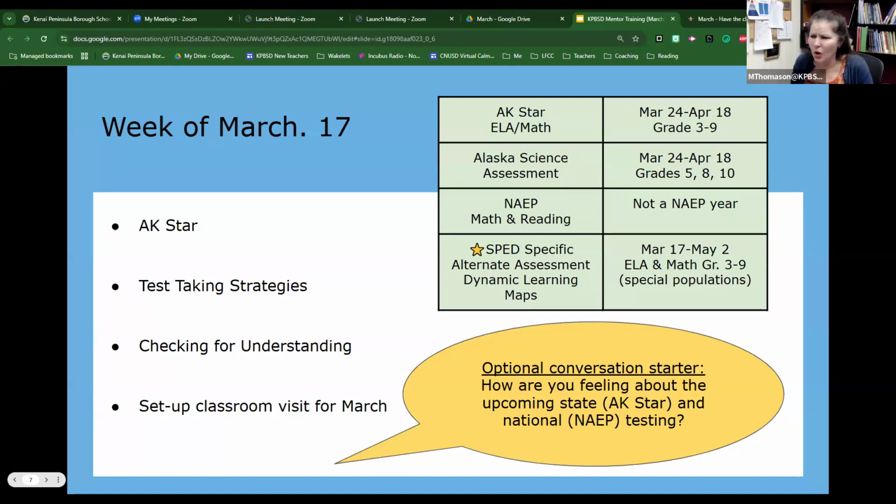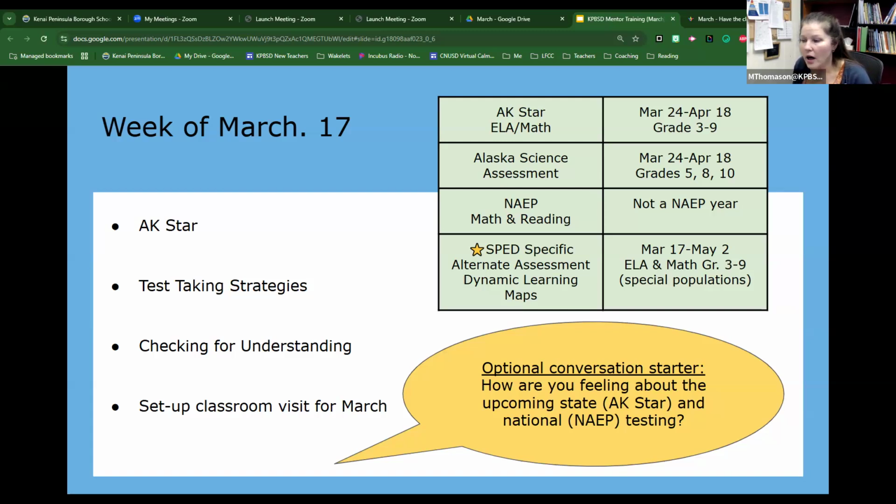Perfect. So we are entering testing season, so it's a good time to put that on your mentee's radar. They may or may not know the testing dates, but again, you want to put that on their radar. Also during the week of March 17th, we'll talk about checking for understanding, and also you want to set up your classroom visit for March.